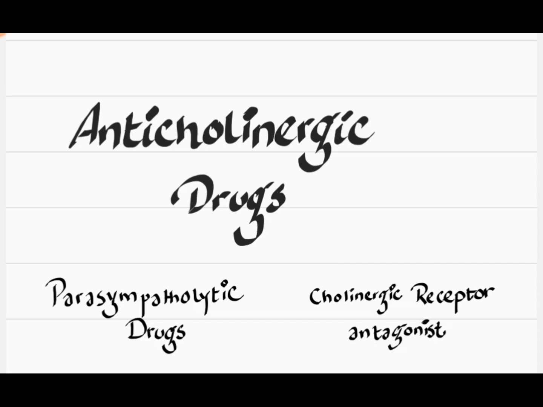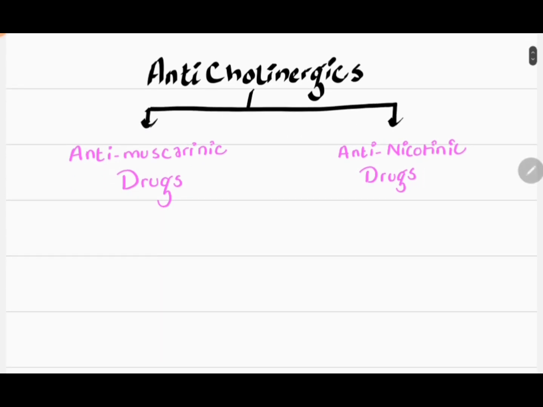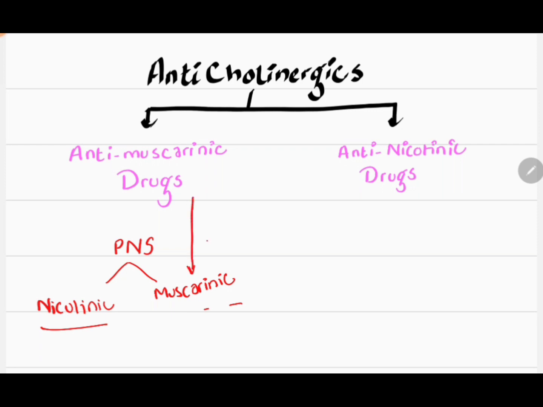Cholinergic antagonist or anticholinergic drugs are divided into two main subclasses: antimuscarinic and antinicotinic. As we know, the parasympathetic nervous system has two receptors, nicotinic and muscarinic. So based on these receptors, the anticholinergic drugs are divided into two main branches. The drugs that inhibit the effect of muscarinic receptors are termed antimuscarinic drugs, and the drugs that inhibit the effect of nicotinic receptors are termed antinicotinic drugs.